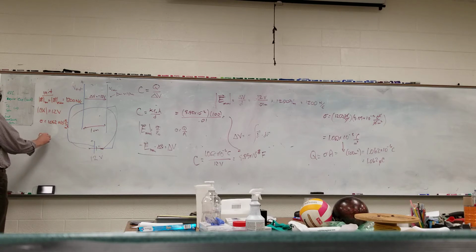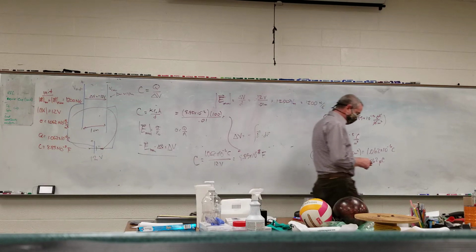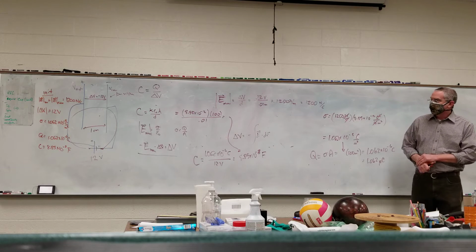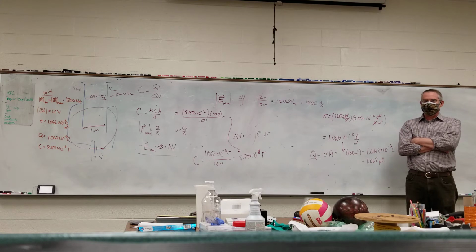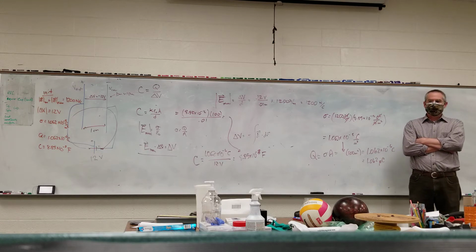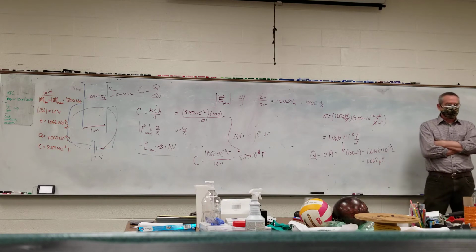The charge, 1.062 times 10 to the negative 6th coulombs. And capacitance, 8.85 times 10 to the negative 8 farads. I think that's all the information we calculated over there. Now, I want to cut the potential in half without making it a 6-volt battery. How can I change the potential difference between the plates?